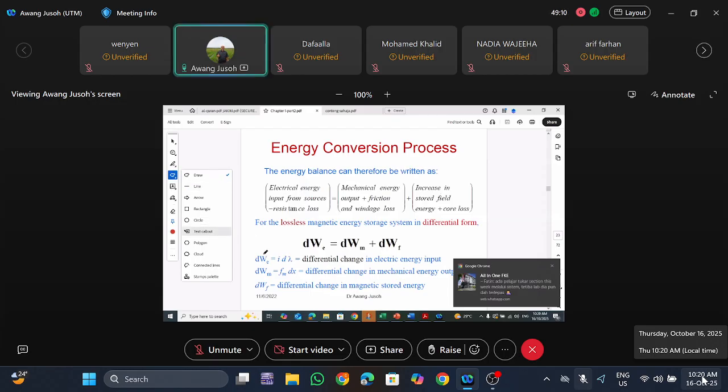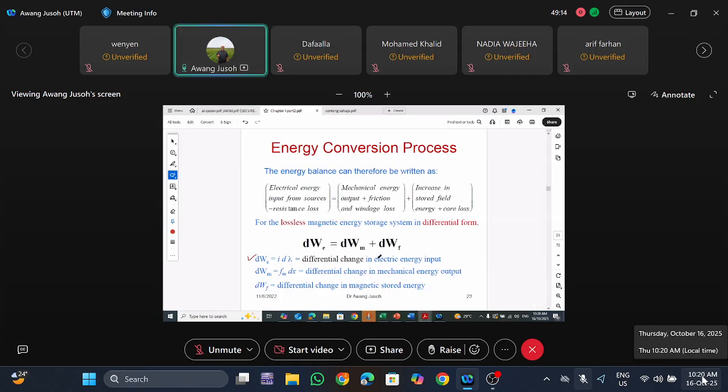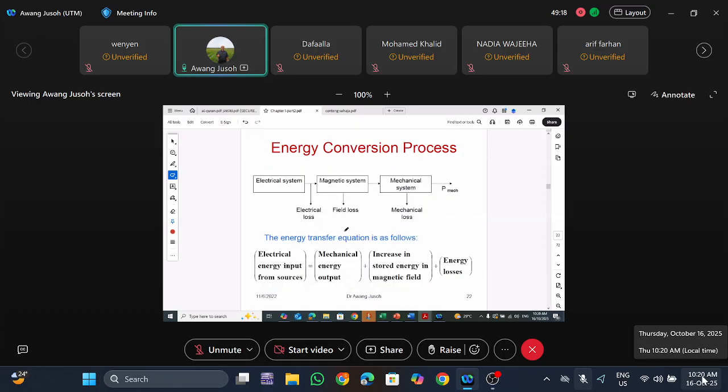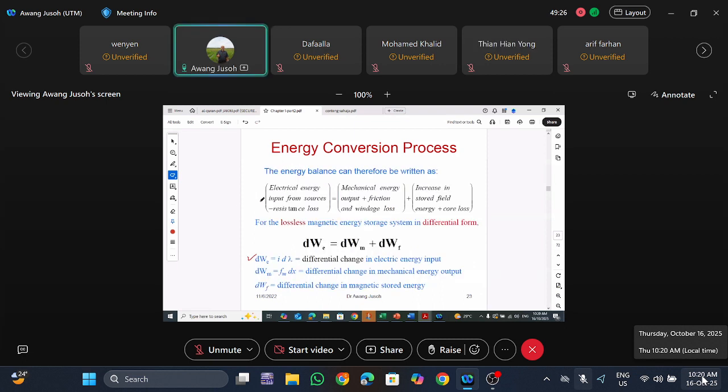This one represents the differential change in the electrical input energy just now. Here you have electrical, this is the input. So the change here is called dWe, equal to i dλ. Later we check what i dλ is.